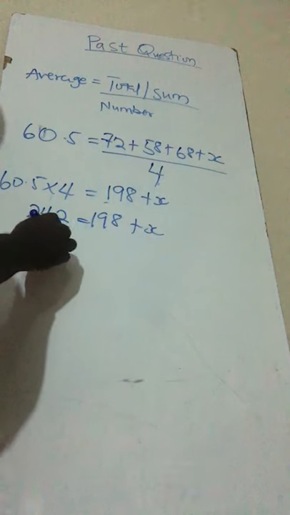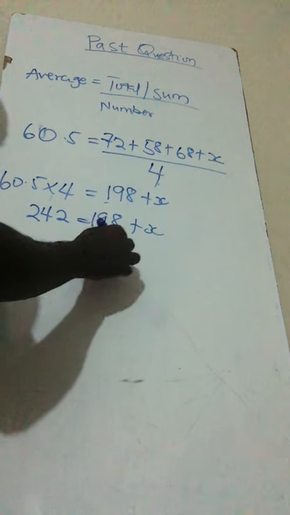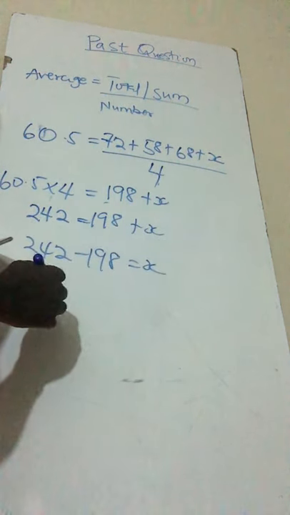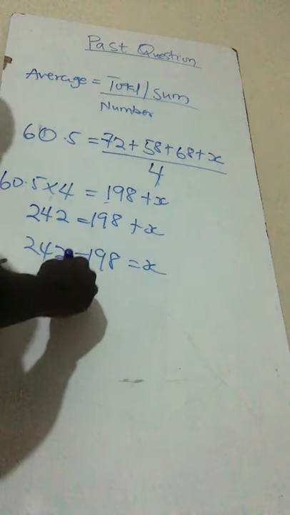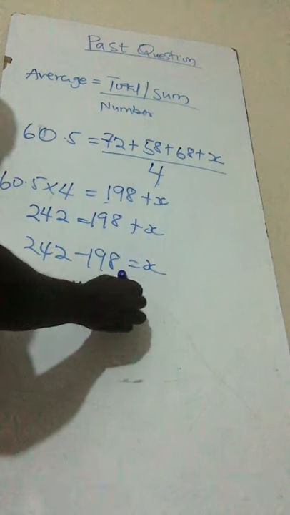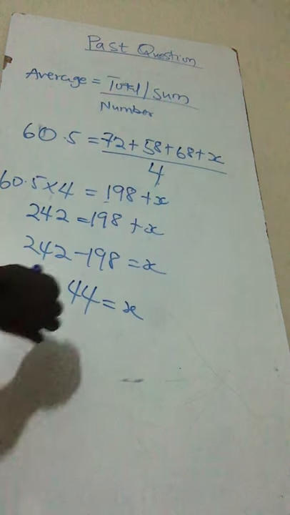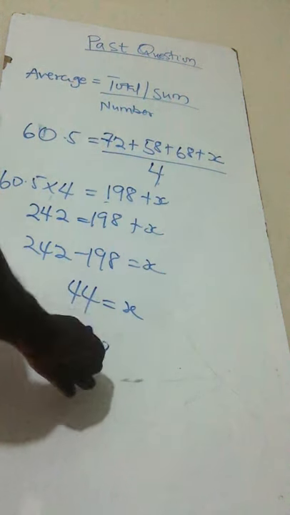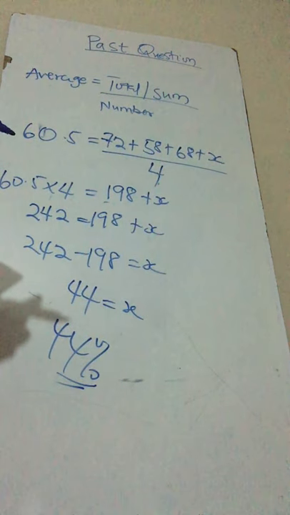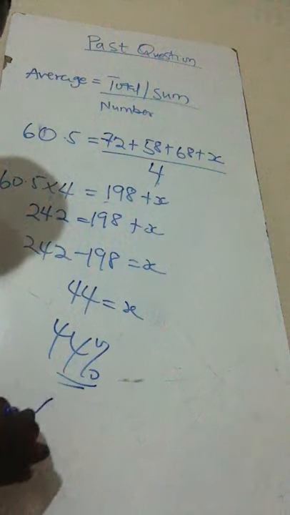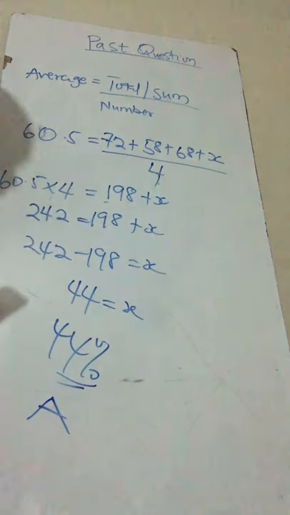So 242 minus 198 is equal to X. So X is 44. Since the question was in percentage, it becomes 44%. Good. So the answer is 44%, which is A. So number 10 is A. Number 10 is A. All right.